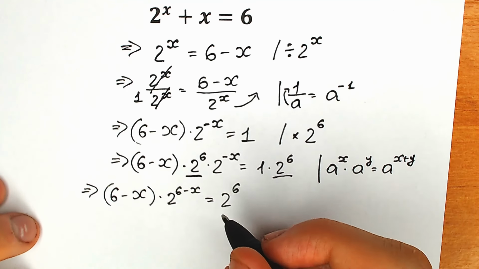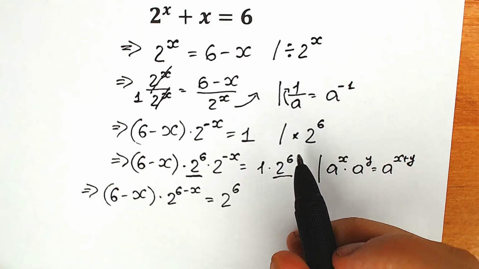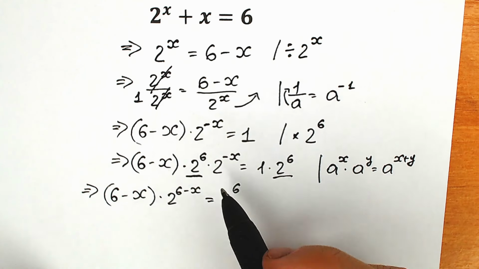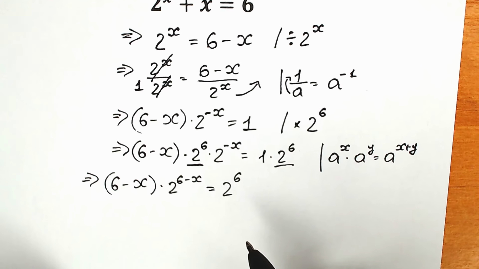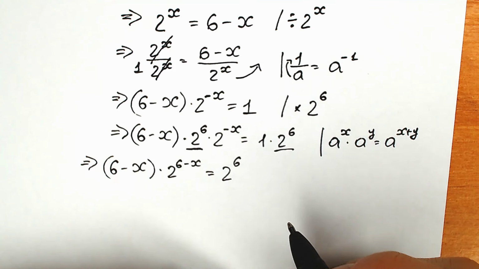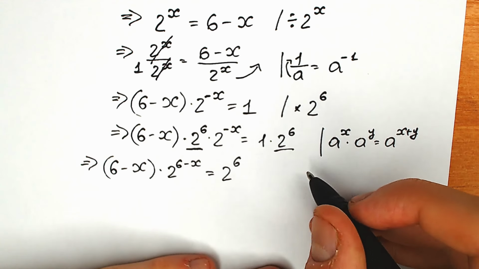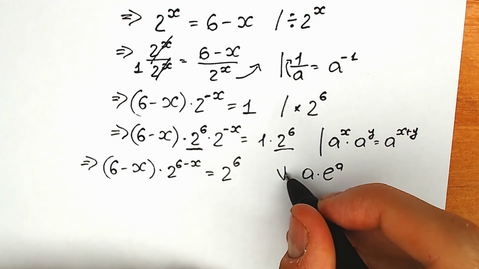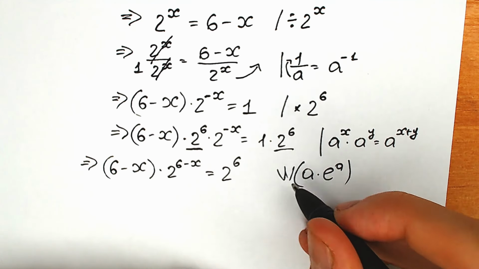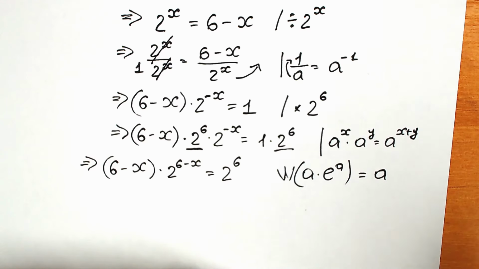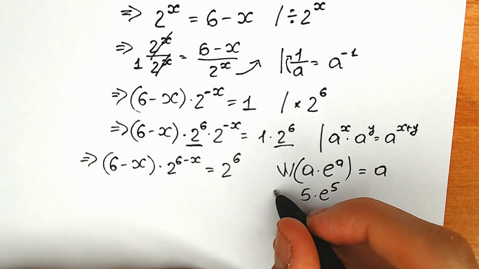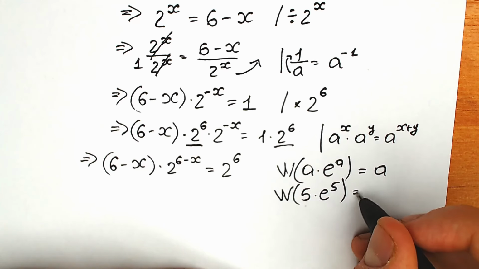A lot of students ask me why I multiplied both sides by 2 to the power 6. Right now I'm going to give you a few tips on how we can solve this question and why I multiplied both sides by 2 to the power 6. We need to know about the thing which is called the Lambert W function. This function looks like that. For example, you have an expression like a times e to the power a. When you apply the Lambert W function to this expression, as a result we have only our a. So for example, we have 5 times e to the power 5. When we apply the Lambert W function, we have only our 5.